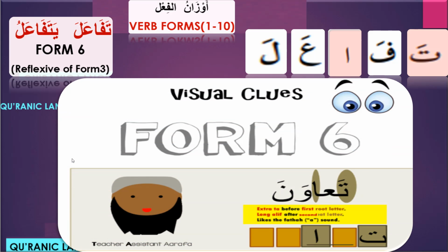So the visual clues are, you have the extra ta before the first root letter and long alif after the first root letter, and this likes the fatha a sound, ta'awana, tafa'ala. And this displays a quality. In the singular, the meaning is pretending. For example, if I say mata is he died, but tamawata is he pretended to die, or marida is he became sick, tamarada is he pretended to be sick. And also it has a new meaning. For example, if I say baraka is to sit on your knees, but tabaraka is to be full of blessings.